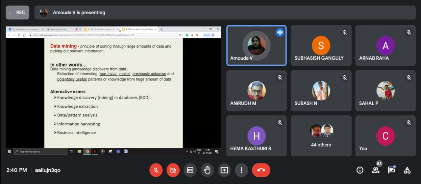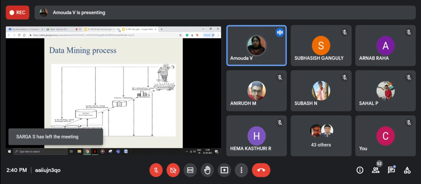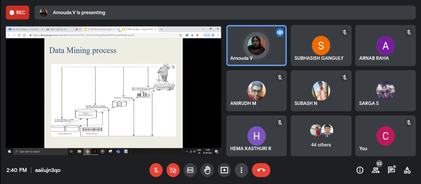This is the slide I was talking about. It is only the sorting, instead of sorting through a large amount of data, relevant information, and the definition, and the alternative names for data mining. This we have seen already, if I remember. If you go for the process, are you able to see the slide?